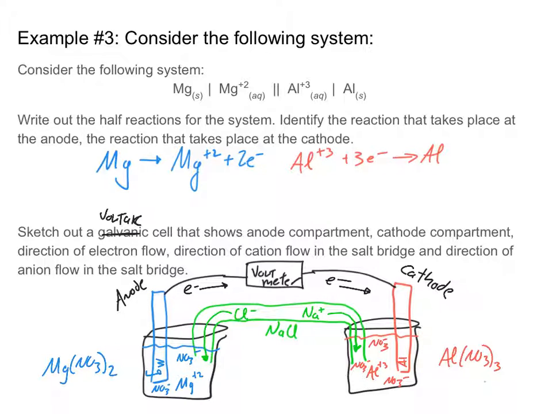Voltaic cell, V-O-L-T-A-I-C. For every voltaic cell, every single one, they should look the same, except the letters are going to be different. Does that make sense? Any questions about that?